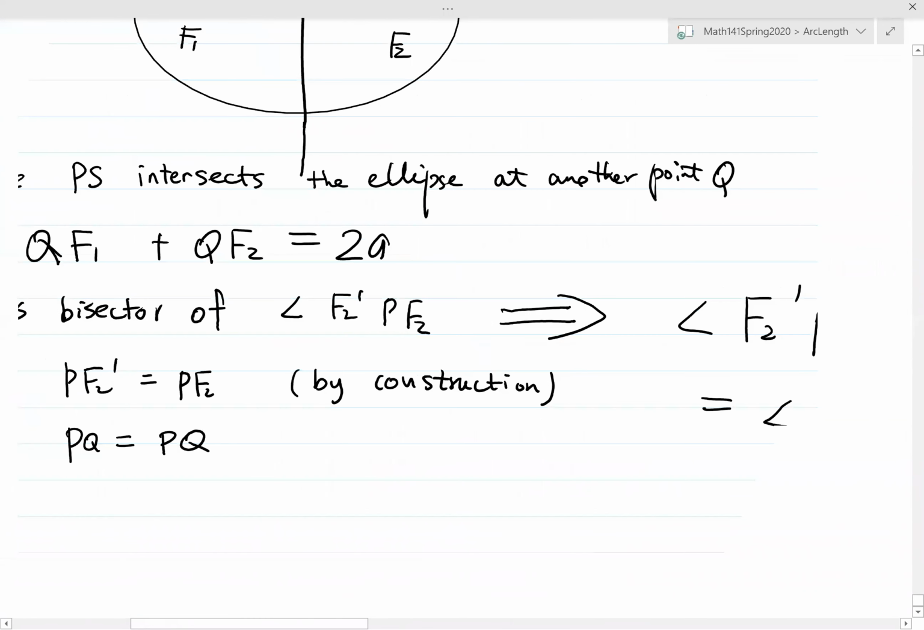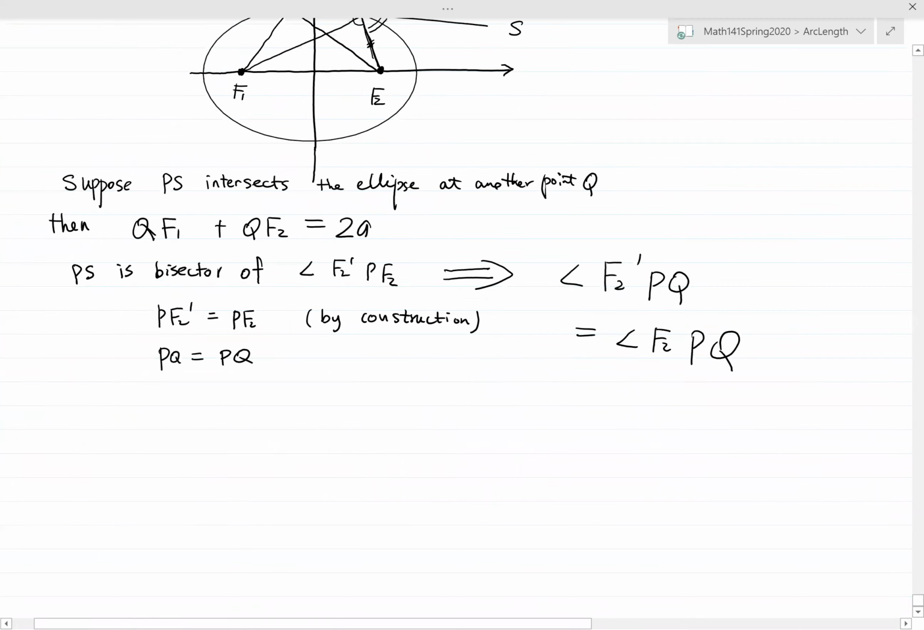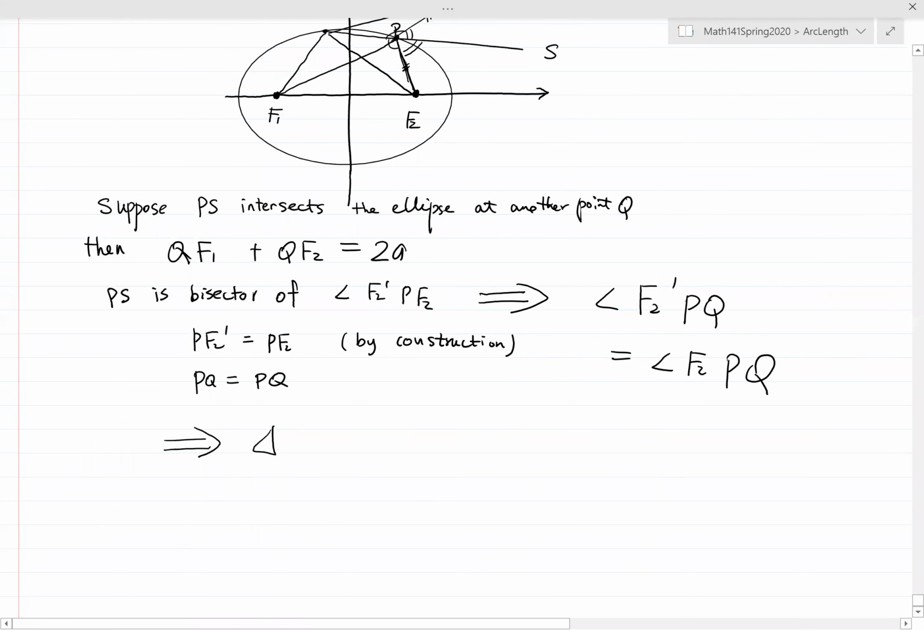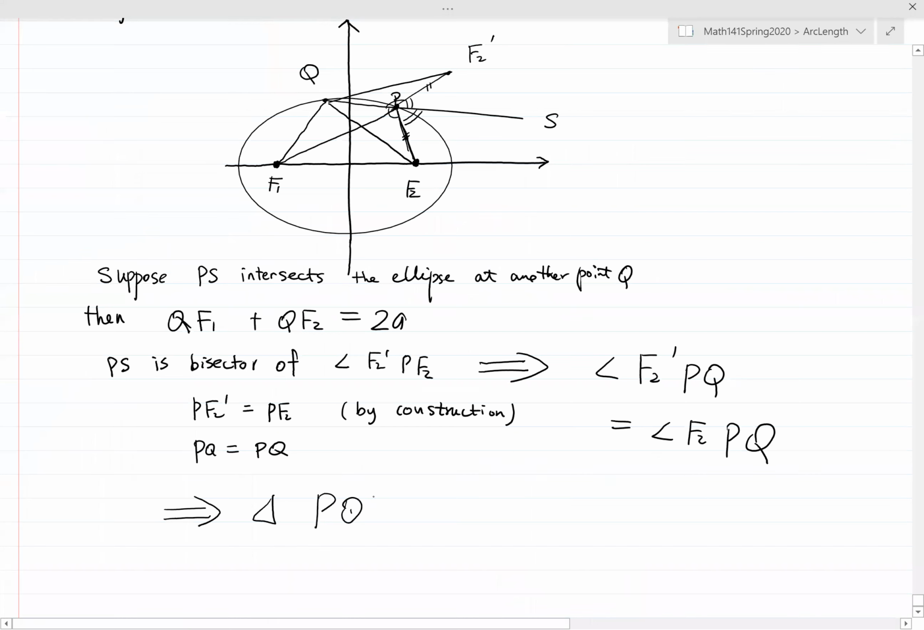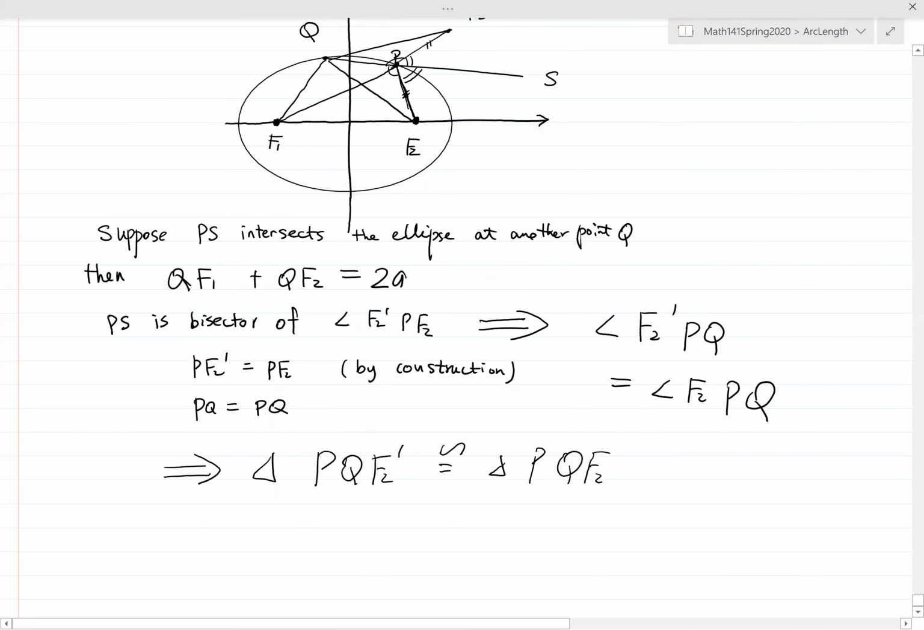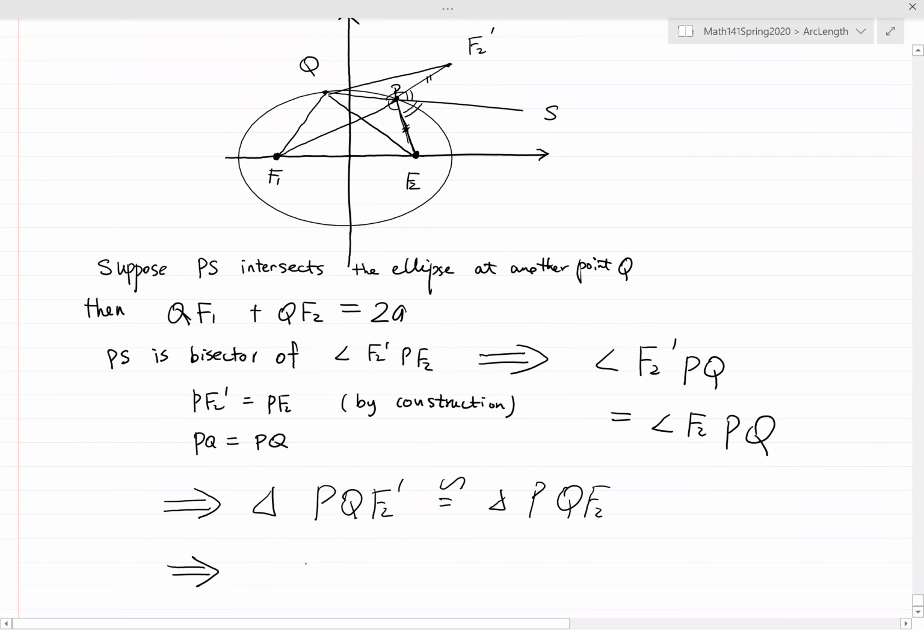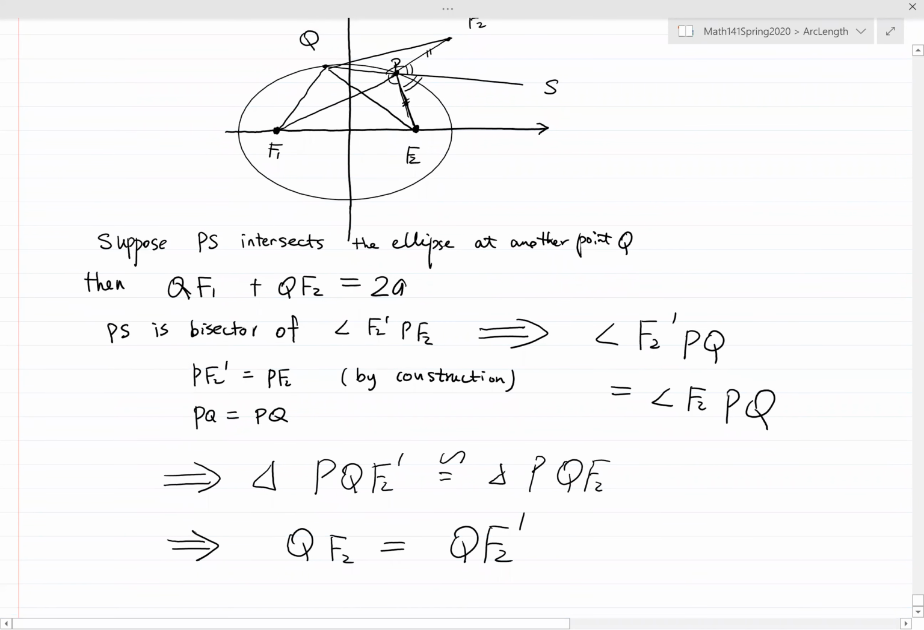So we can conclude triangle PQF2 prime is congruent to triangle PQF2. So we can conclude QF2 is congruent to QF2 prime. Okay, this is exactly what we want.